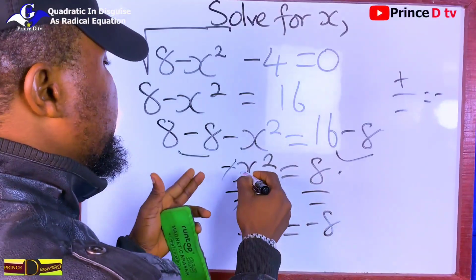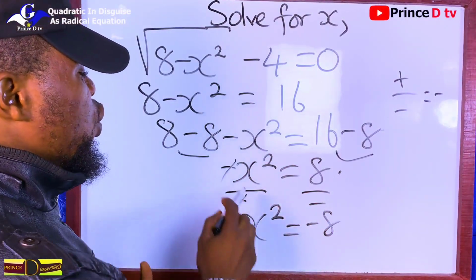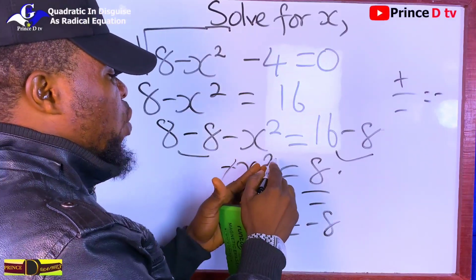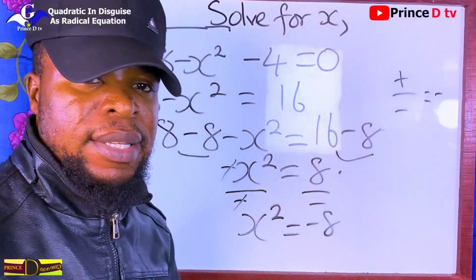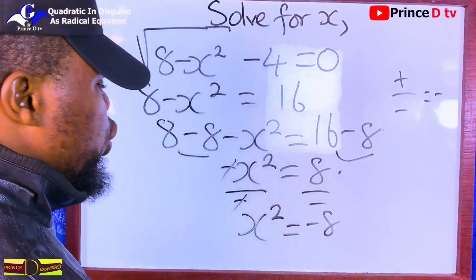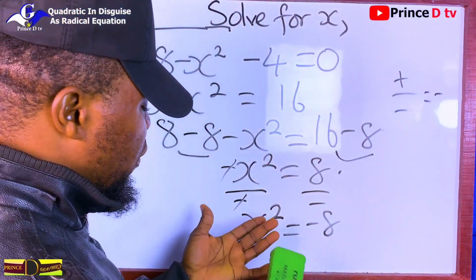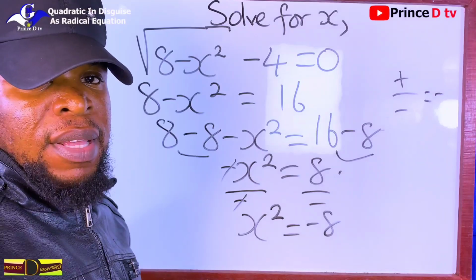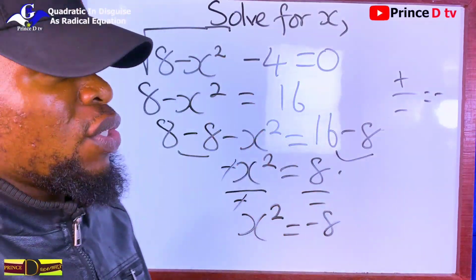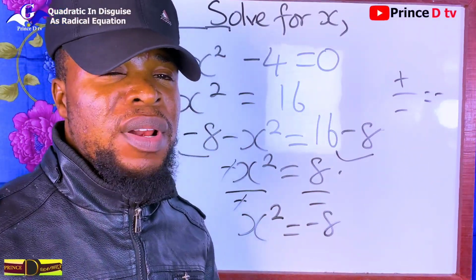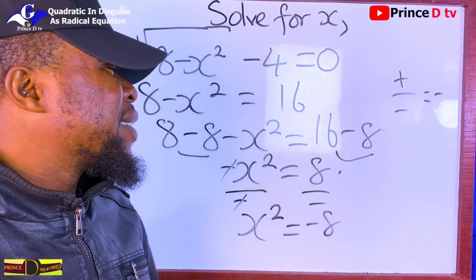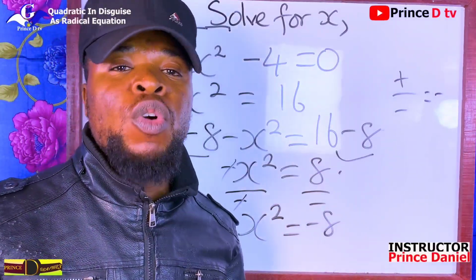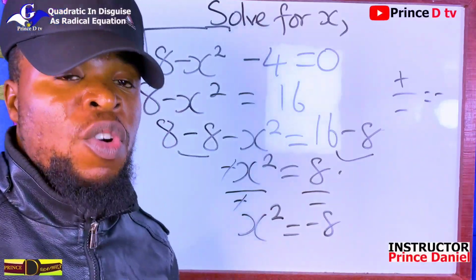Or we simply multiply all through by negative 1. So you realize we will multiply negative 1 by negative x squared to get x squared, and negative 1 multiplied by 8 is negative 8. But there is a call for concern here. x squared cannot be negative, right? So you realize that this equation does not have real solutions, real roots. And of course, what does that tell us? It reminds us that the equation therefore has complex solutions, complex roots.